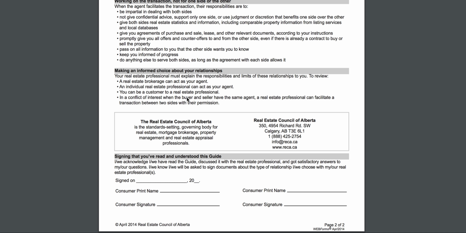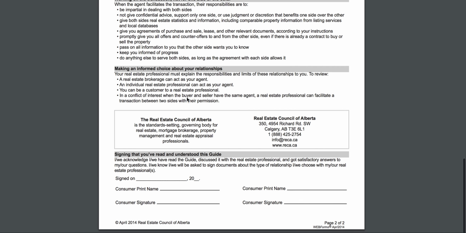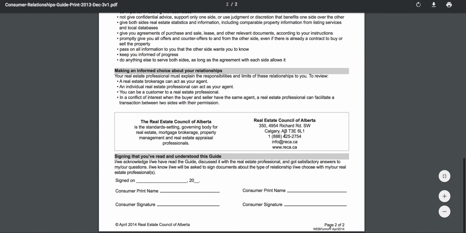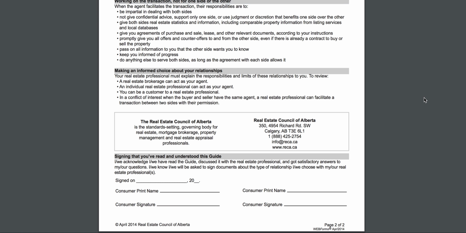So going through this document, we just talked about the different types of relationships that you can have with a real estate professional. We talked about the responsibilities that both parties bring to the table in a real estate transaction. And we also talked about conflicts of interest. This is a very straightforward document. It's only 2 pages. At the bottom, there's just room for signing, just saying that you have read and understood this document. And if you, again, have any questions, do not be hesitant to email me at info@revre.ca, and we'll get back to you as soon as possible.